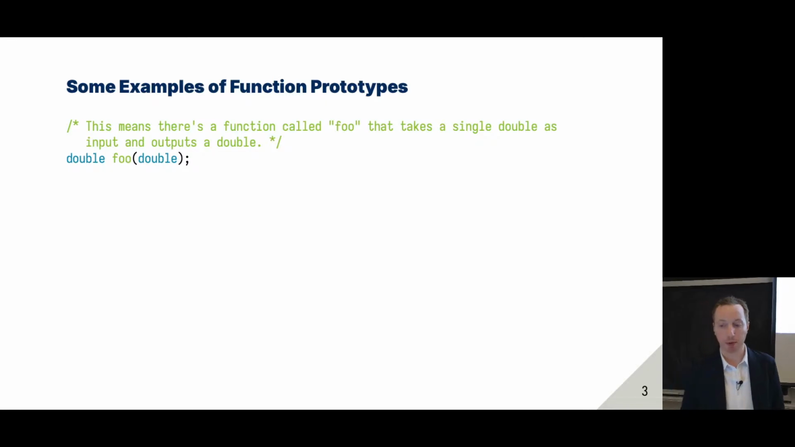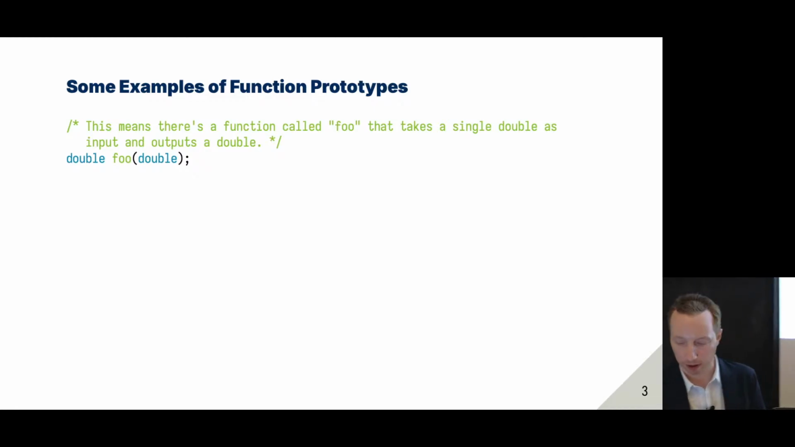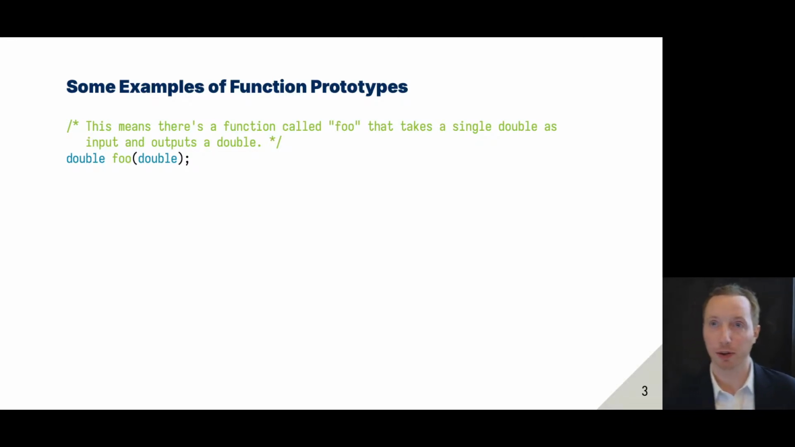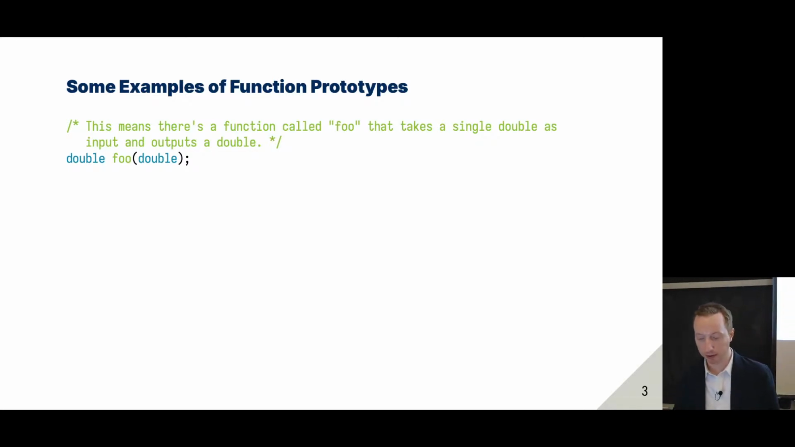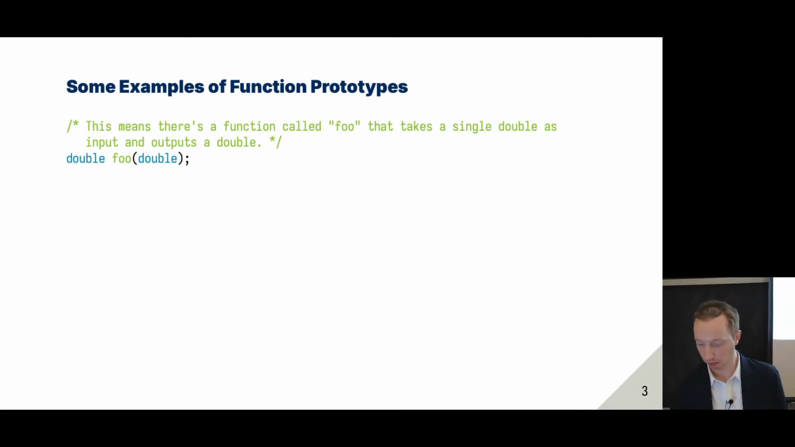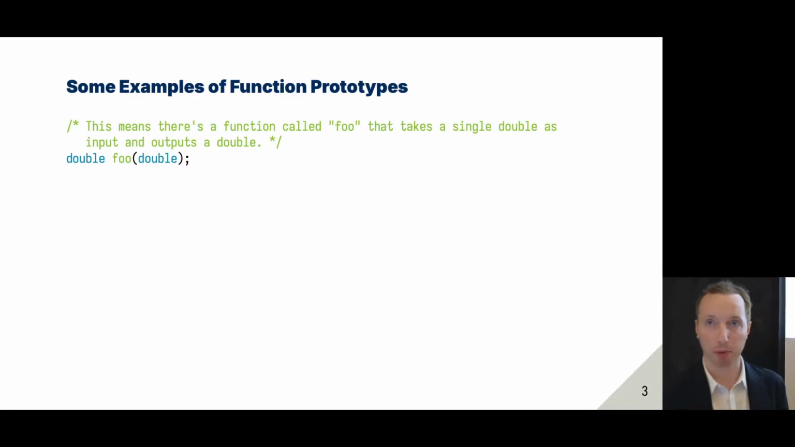Some examples of function prototypes: I'll just start adding comments to the code so that everything is all together. If I have something that says double foo and then brackets double, and every line ends with a semicolon, that means I'm declaring that there is a function called foo that takes a single double as input and then outputs a double. Everyone okay with that? Function, one input, double, output, double.